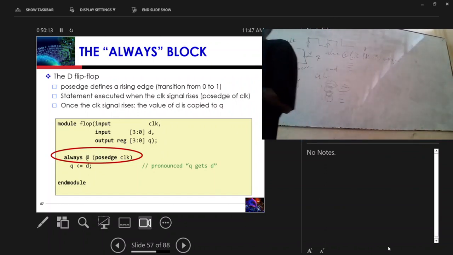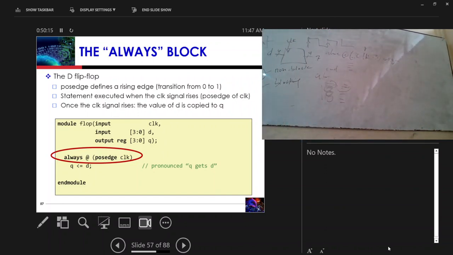So you will see how easy that is. Once I say always at clock, I am trying to describe a latch. Always at the positive edge or the negative edge, I'm describing a flip flop. You see how easy that is?